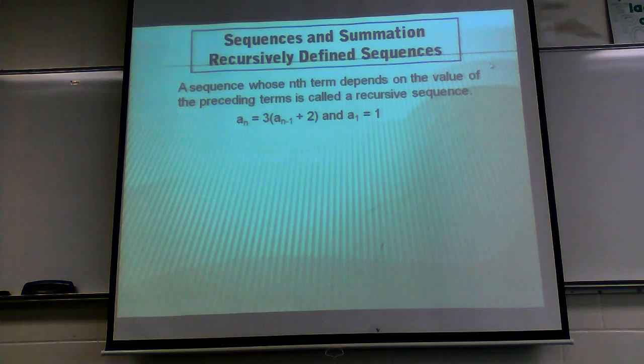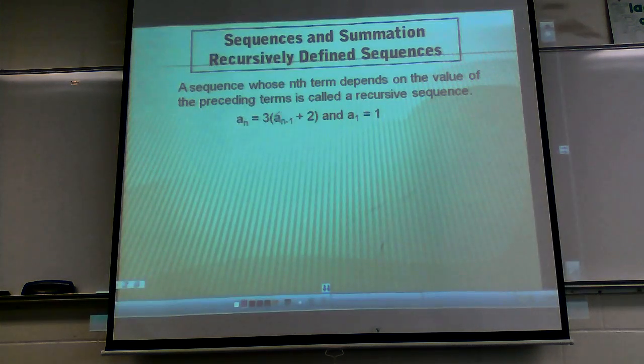Okay? Anytime you start seeing this involved in your formula, you know it's going to be recursive. Because n minus 1 always means the preceding term, the one right before this. So if I found the 4th term, it would be 3 times whatever the 3rd term is, plus 2. If I found out what the 50th one is, it would be 3 times the 49th one, plus 2. Okay?